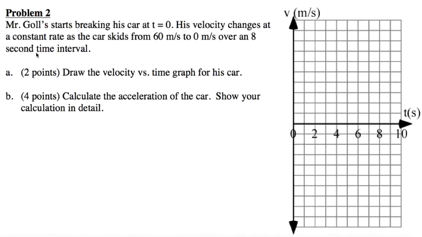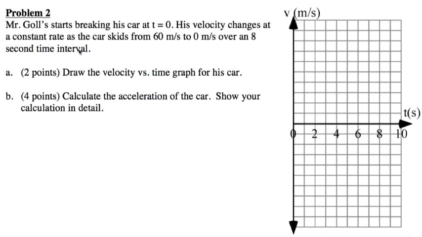Alright, now we're ready for problem 2. Mr. Gall starts braking his car at time equals 0. His velocity changes at a constant rate as the car skids from 60 to 0 over an 8-second time interval. Alright, part A. Draw the velocity graph versus time for this car.